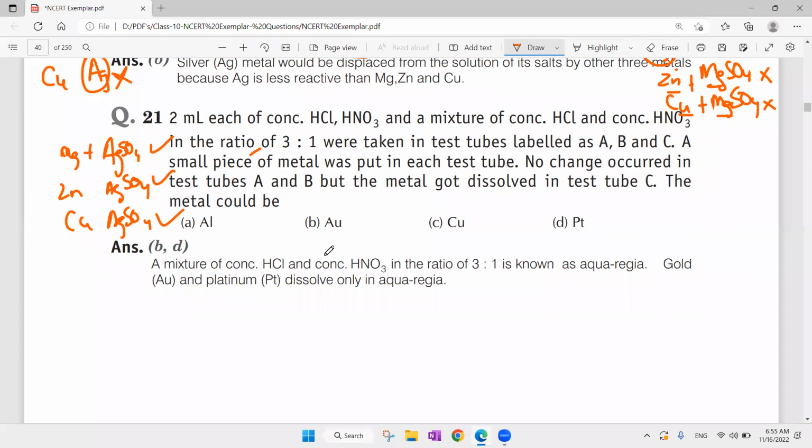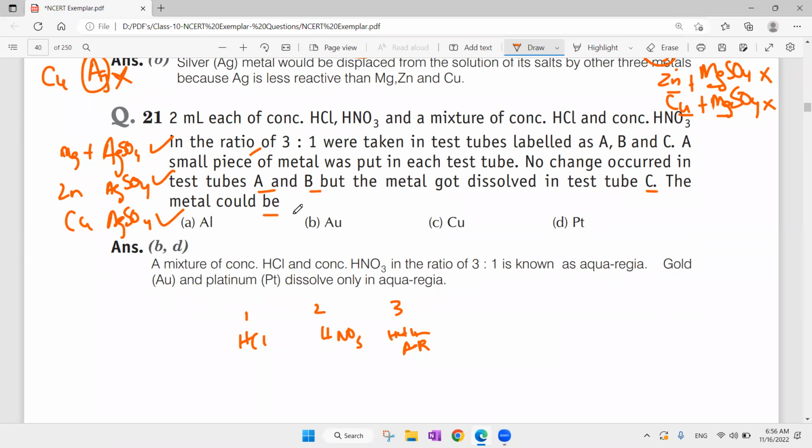2 ml each of concentrated HCl, HNO3, and a mixture of concentrated HCl and concentrated HNO3 in the ratio of 3:1 were taken in test tubes labeled A, B and C. So 3 test tubes are there. In the first test tube they took HCl, in the second test tube they took HNO3, in the third test tube they took a mixture of HCl and HNO3, which is nothing but aqua regia. A small piece of metal was put in each test tube. No change occurred in test tubes A and B, but the metal got dissolved in test tube C.